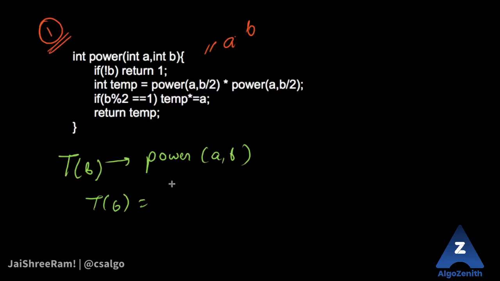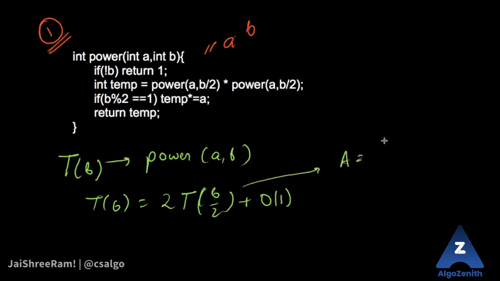So there are two recursive calls. So 2 times t of b by 2, because the instance of b is getting halved, right? Plus some order 1 stuff over here. Now, once we have this, how do we find the complexity? Master theorem, right? We discussed that this form is something that the master theorem can solve.